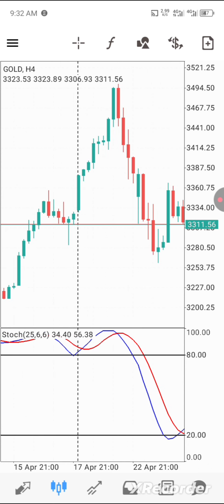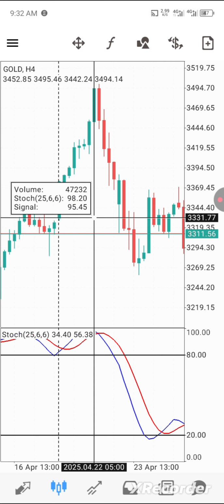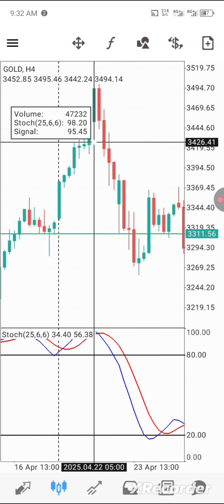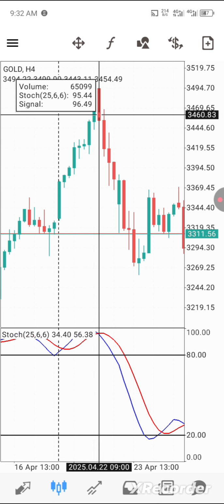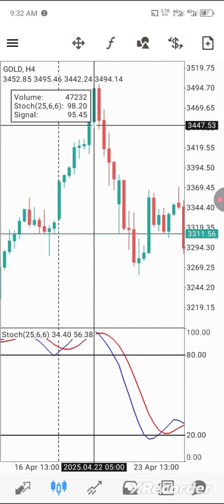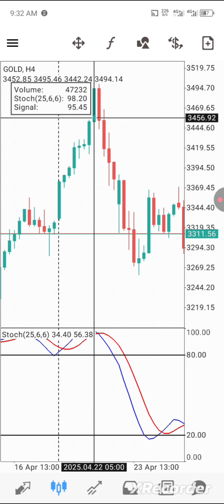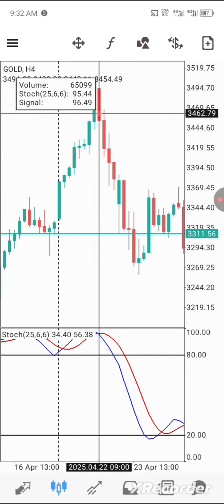So here, look at what happened here. These two candles above this green and red is called bearish RMA, not bullish RMA. The first one was bullish, but this is bearish.